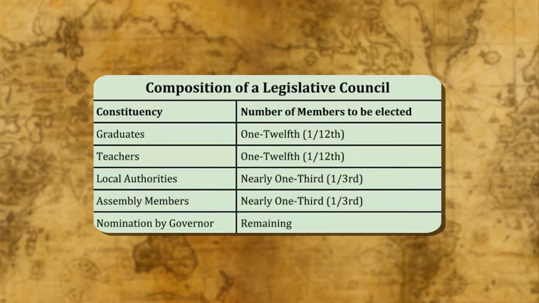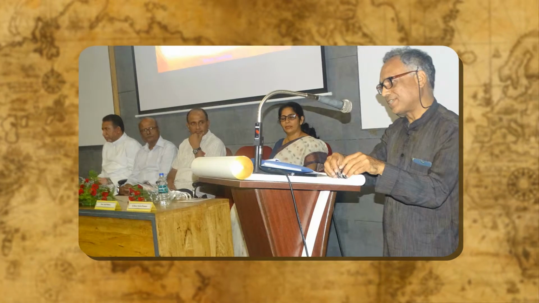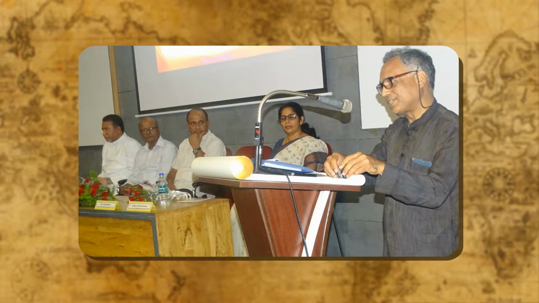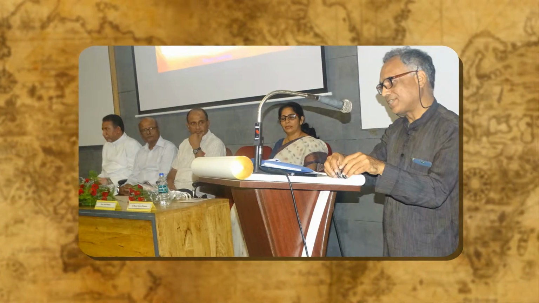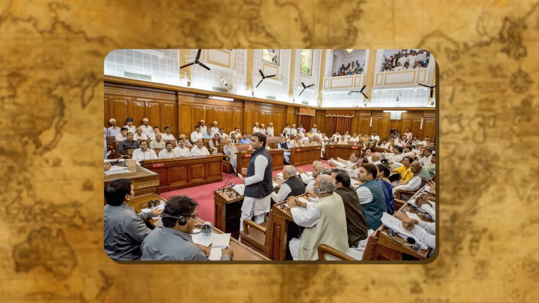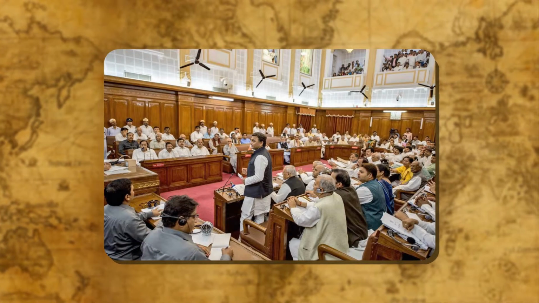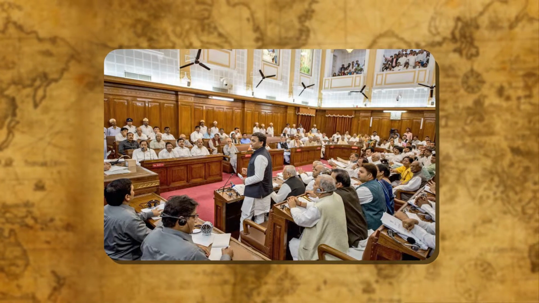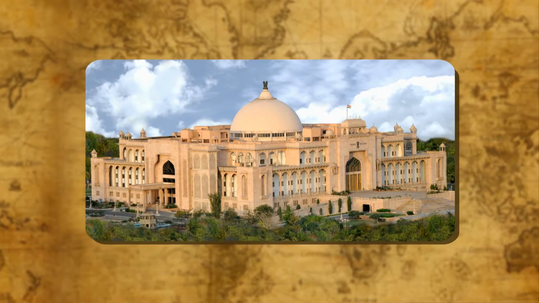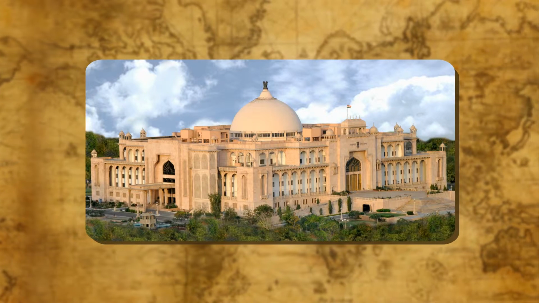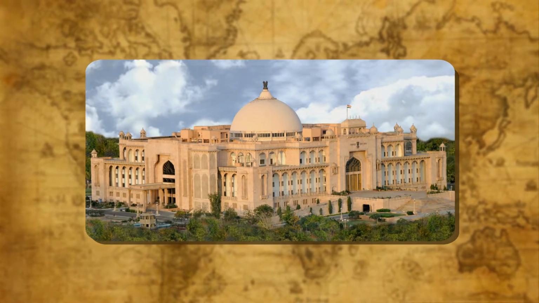1/12 of the total membership is elected by the teachers of 3 years standing employed in the higher secondary schools and colleges of the state. 1/12 of the total members are elected by the graduates of 3 years standing in the state. 1/3 of the total members are elected by the members of the Vidhan Sabha.